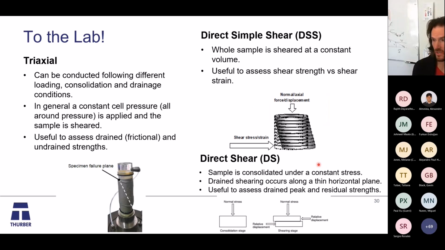So we can relate those together. And then there's direct shear. We consolidate the sample under constant stress, and we do drained shearing along a very thin horizontal plane. It's useful to assess the drained peak and residual strengths and how many millimeters to failure. If we're building TARPs, trigger action response plans, we might use DSS in thick clay layers to figure out how much strain I'm going to allow for my instrument, for my monitoring. And you might use direct shear if you had a thin weak layer or a slick-sided layer, and you're saying, I want to limit my deflection so I can still be inside my peak strengths.